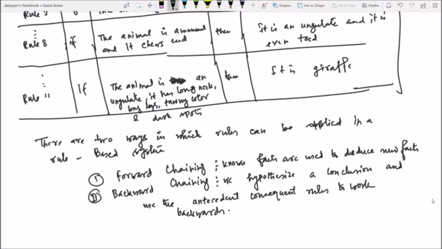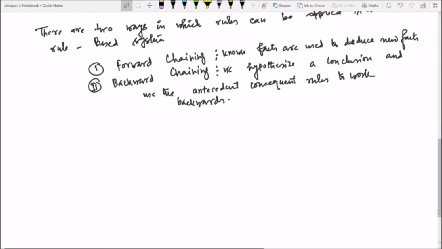So how will forward chaining and backward chaining be applicable in the case where a robot visits a zoo and has to identify the different animals? So how does forward chaining work here?